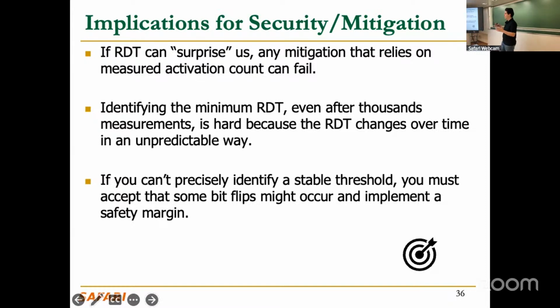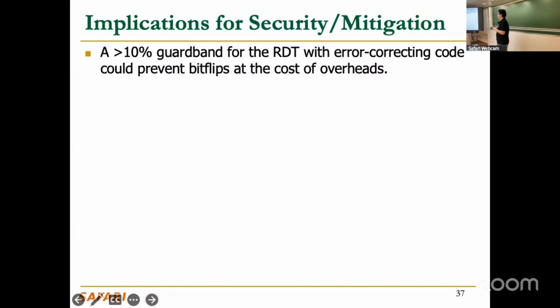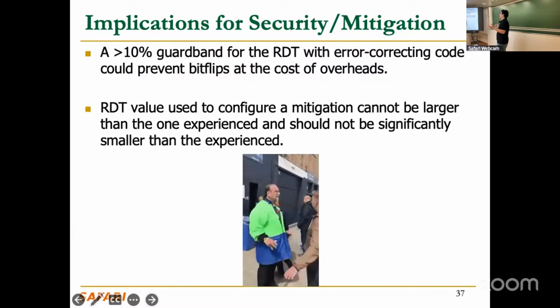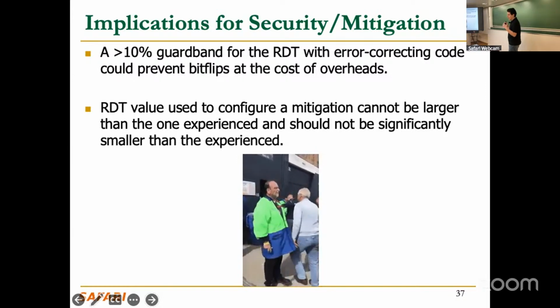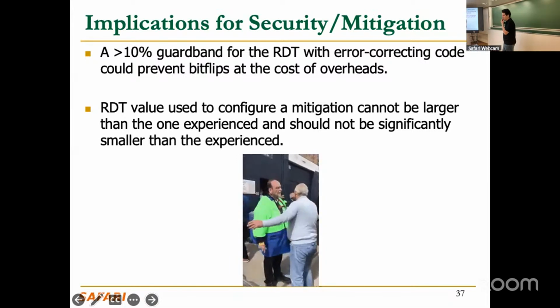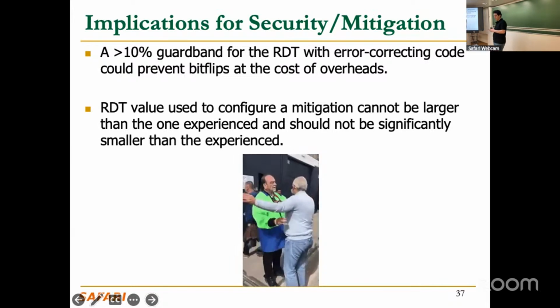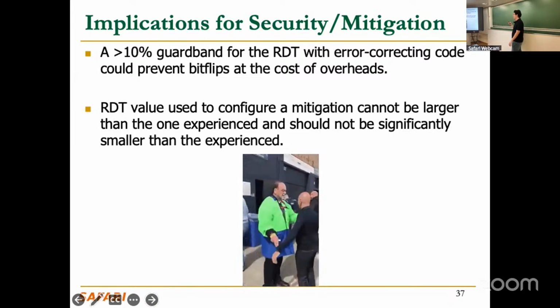And in that case, we have to implement a safety margin to the calculated threshold values. And as a result, the authors come to conclusion that more than a 10% guard band for the measured threshold value, along with some error correcting code, could prevent some of the bit flips, but it comes also with the cost of the additional overhead we have. So a threshold value that is used to configure a mitigation strategy cannot be larger than the one experienced. As such, your mitigation strategy will never prevent any bit flips. And also it should not be significantly smaller than the experienced one so that your system is not getting punished excessively.